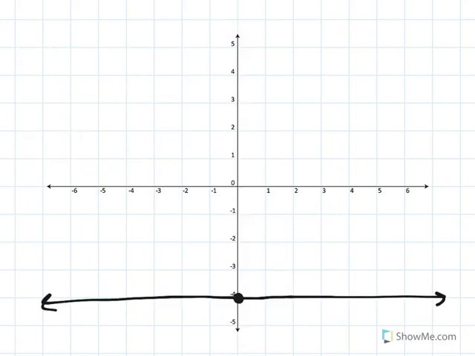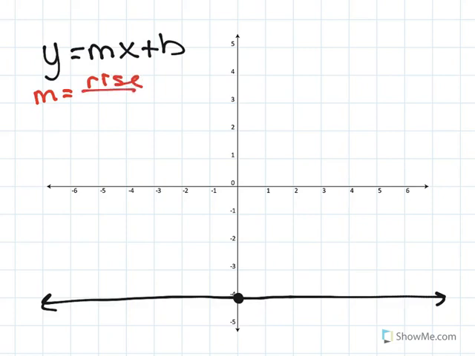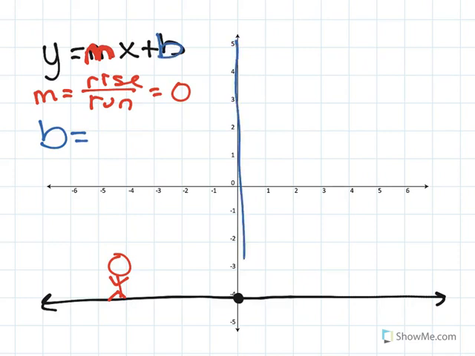Alright, let's try another one. y equals mx plus b. Our m is our slope, rise over run, and that goes here in this part of the equation. Our slope is a flat line, so our slope is 0. Our b is the y-intercept, where the line crosses the y-axis, right here. If I start at the center, I'm going down 1, 2, 3, 4. So down to -4.